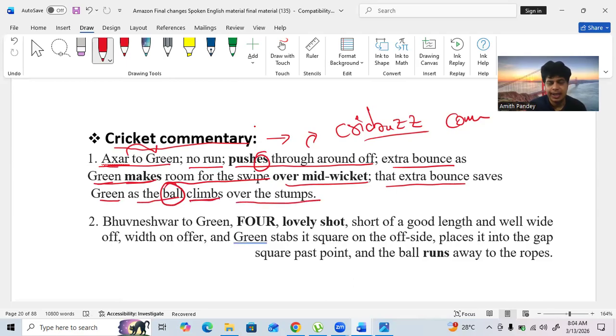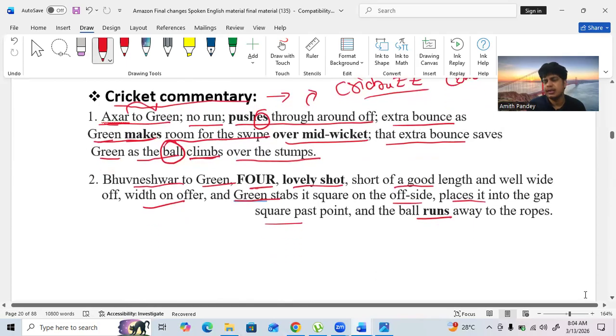Fine. Now the second over, the next over by Bhuvneshwar. So Bhuvneshwar to Green. Four. Lovely shot. Shot of a good length and well wide, width on offer. Green stabs. See, like Green stabs. Stab actually means to stab someone, like chakumana. But here stabs means he is just cutting. Stabs it square on the offside. Places it into the gap square past, and the ball runs away to the ropes. Ropes means boundary. Now I hope you understood.